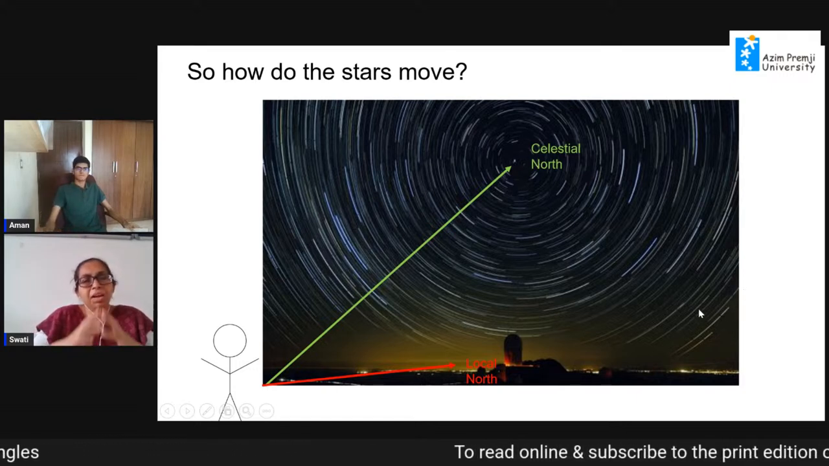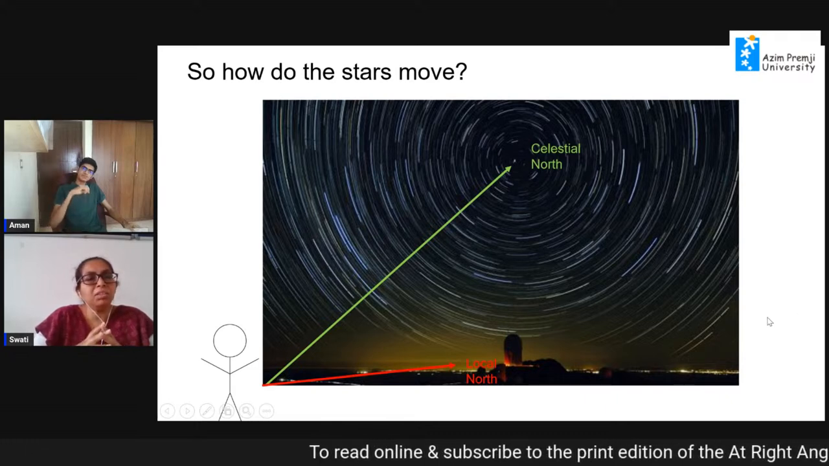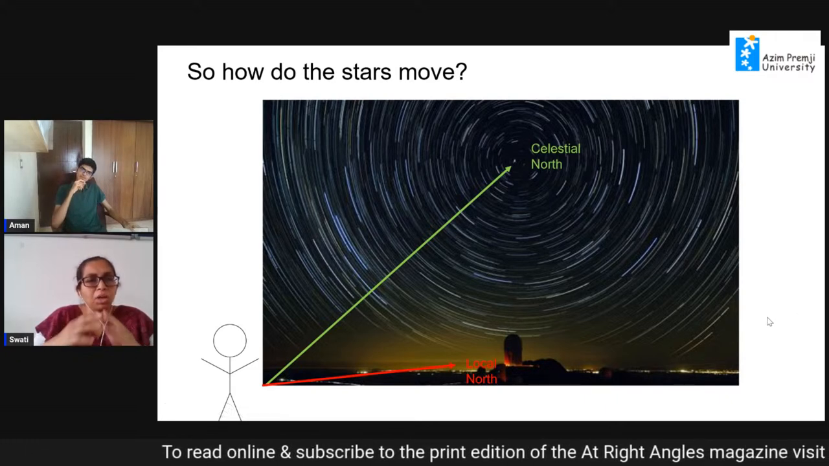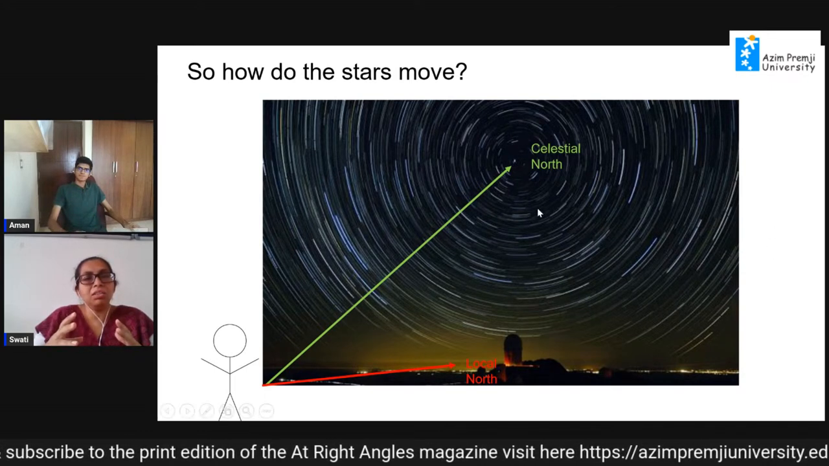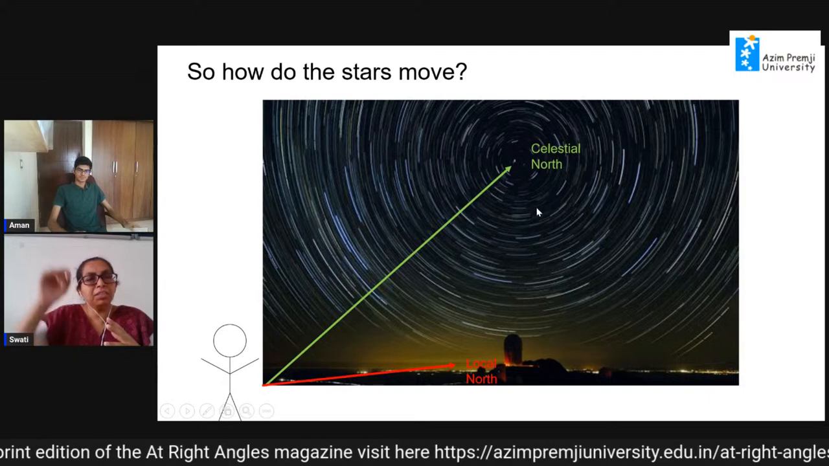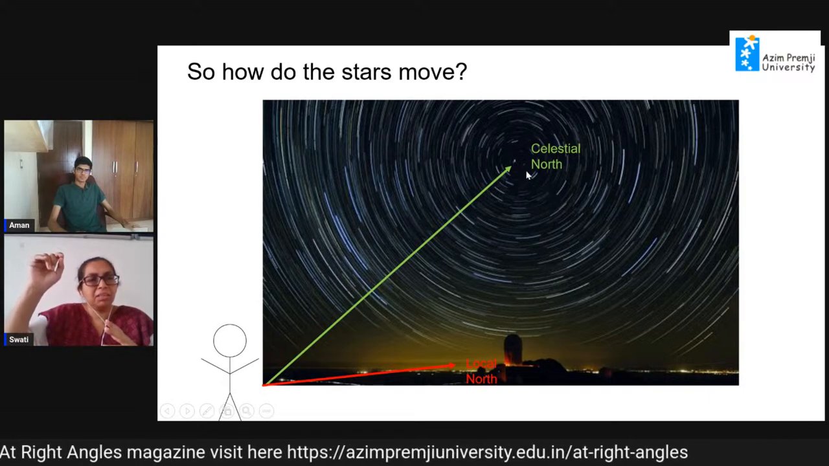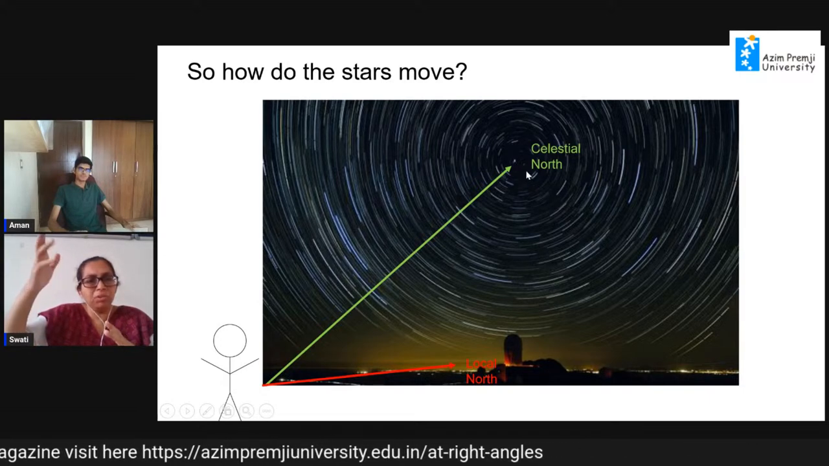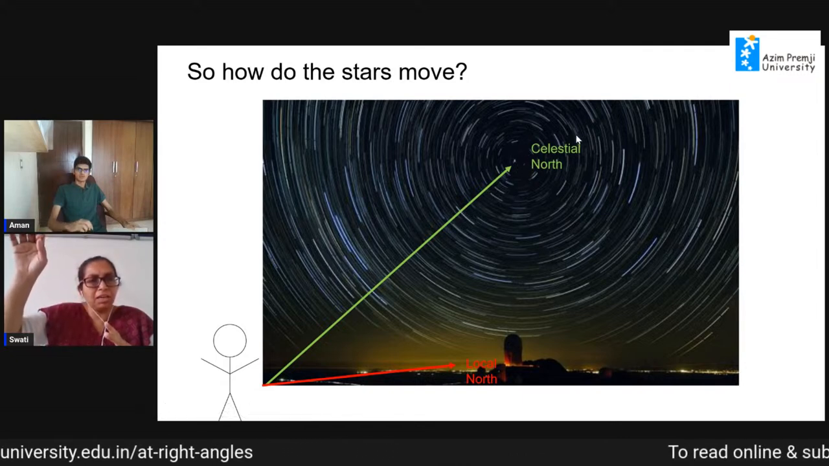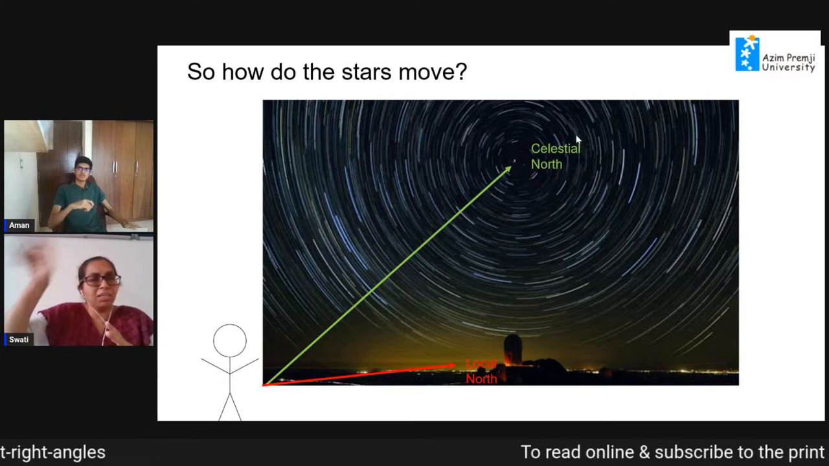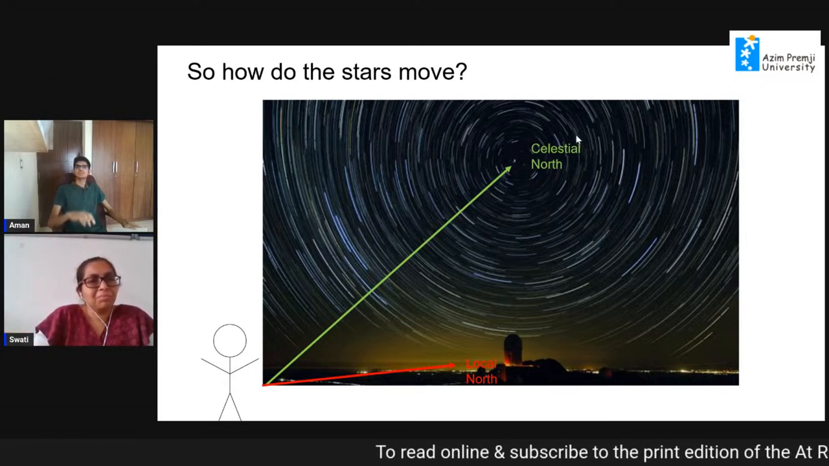So, if I understand this correctly, local north is basically as you are walking or moving along Earth, whereas celestial north is kind of like the fixed point in space. It's like the pole star, Polaris or something, which is kind of fixed and everything rotates around it. Yes, that's a good point.